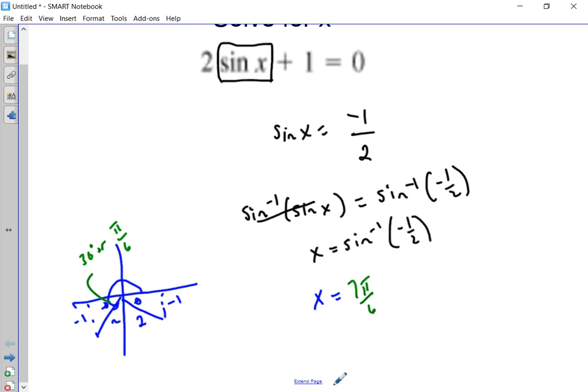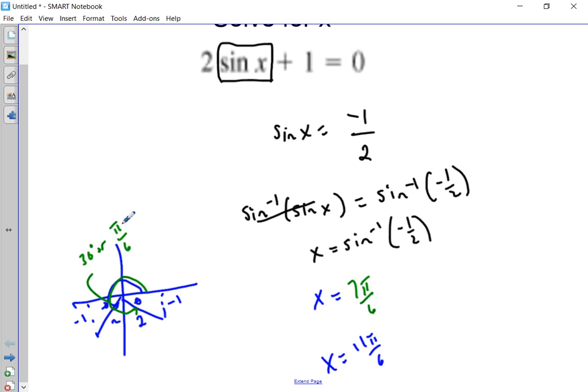Then our other one is going to be all the way around, right there. That's going to be 9 pi over 6. Wait, no, not 9, I'm sorry, 11 pi over 6. And so we're also going to have 11 pi over 6.